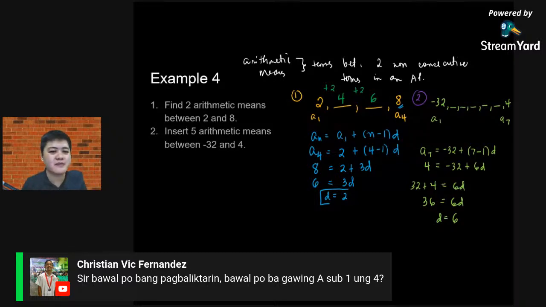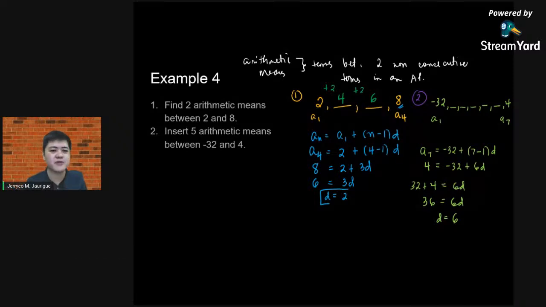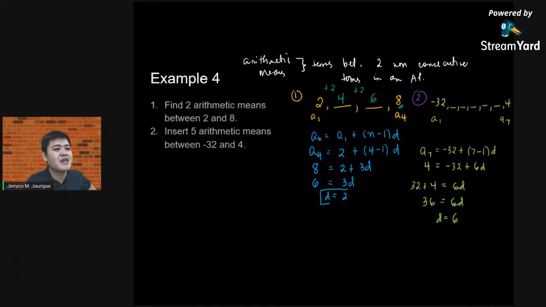Okay. Nalito lang daw si Con sa pagsulat. So for now, d is equal to 6. Oh, very good. Curious lang daw si Vic. Very good. Actually, hindi ko nga din naisip na baka pwedeng baliktarin yun eh. Okay, so d is equal to 6.